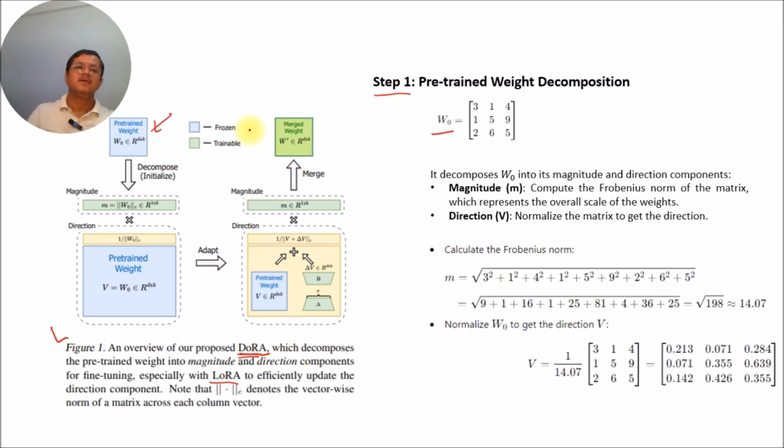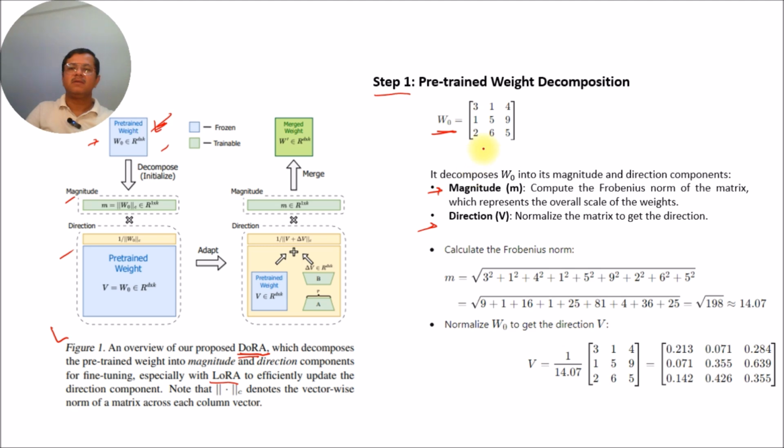How does it solve them? In this figure it is clear that it takes the pre-trained weight matrices, and then instead of randomly initializing low rank matrices, it decomposes them into magnitude and direction. We will understand this process through an example. Suppose instead of big matrices, we have a small 3 by 3 matrix. How do we decompose it into magnitude and direction?